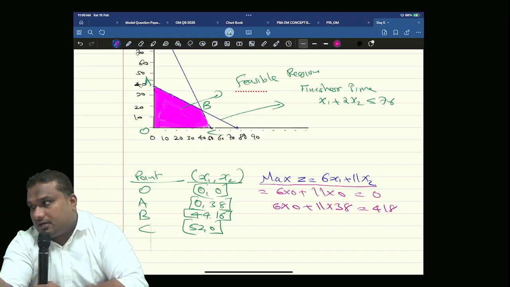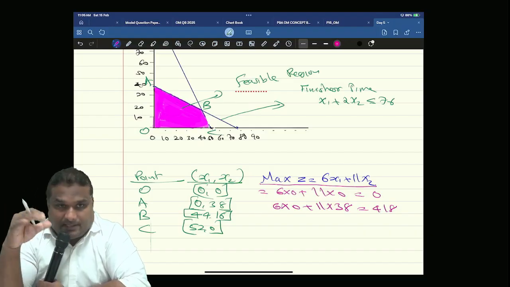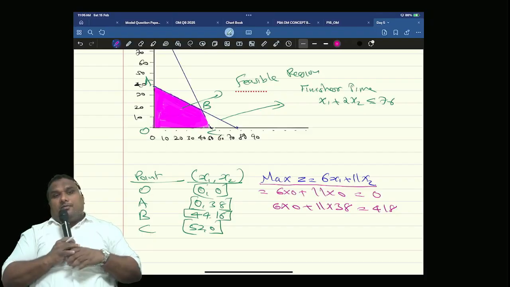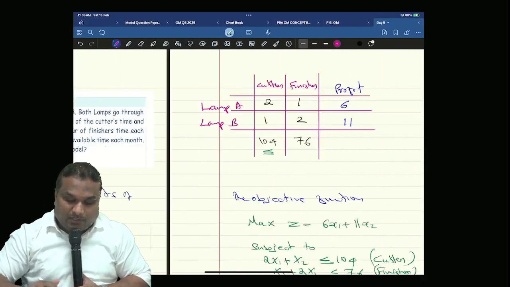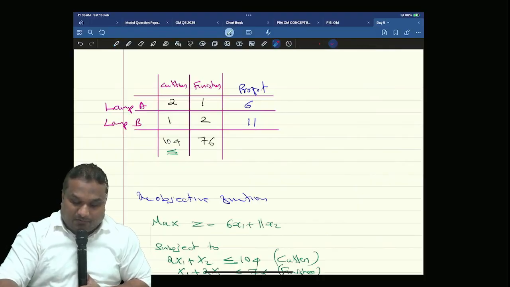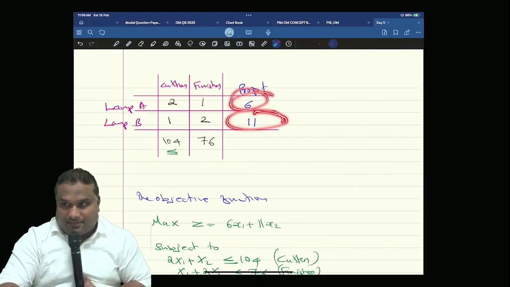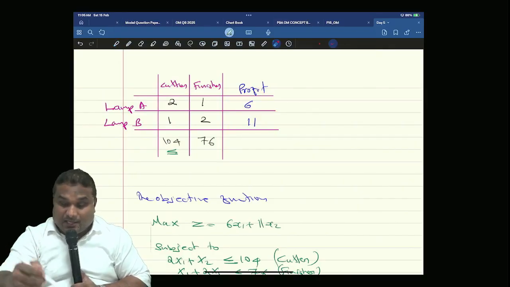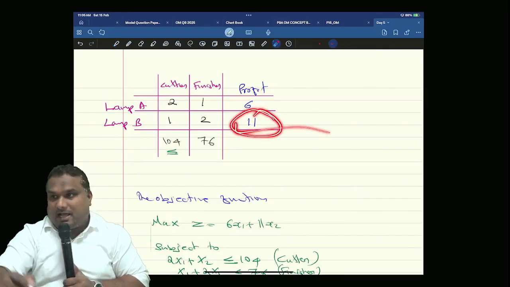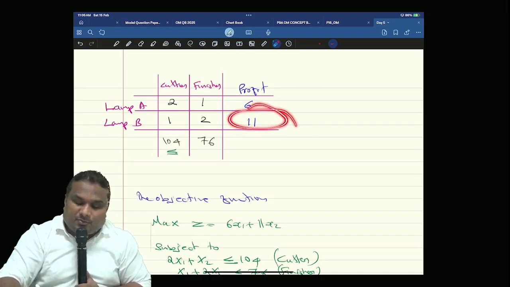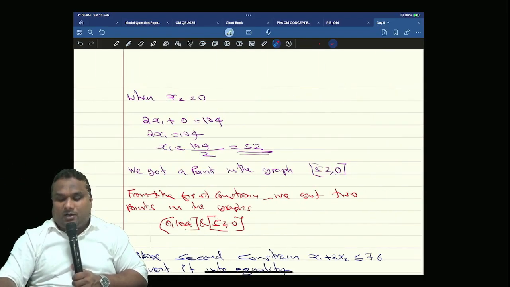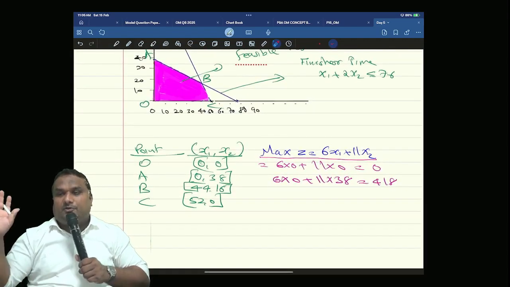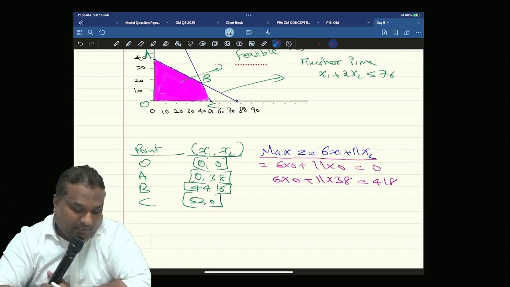If you are not producing lamb A, and all the products made by your company are lamb B, your profit is 418. Now one person may think in this angle: the profit on lamb A is 6 rupees, profit on lamb B is 11 rupees, so the highest profit is lamb B, so I am going to produce only lamb B. Then his profit is only 418.